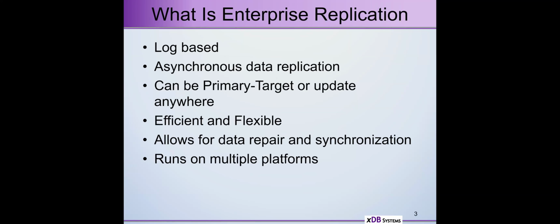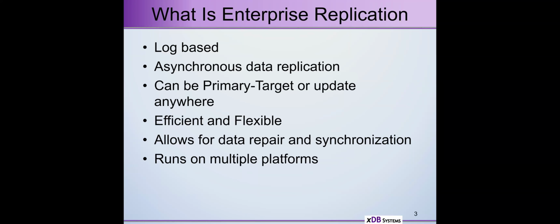So what is it actually? It is a log-based replication that takes data from server A and sends it to server B. That is the basics of it. It is asynchronous, so data does not need to be real time on the remote targets. So this gives a fair amount of flexibility. It is also one of the things that differentiates it from HDR replication. You can do primary target, so one-way replication, or update anywhere. It's efficient, it's flexible, it is very resilient. So there are a lot of different things it can recover from that other replication methodologies may not.